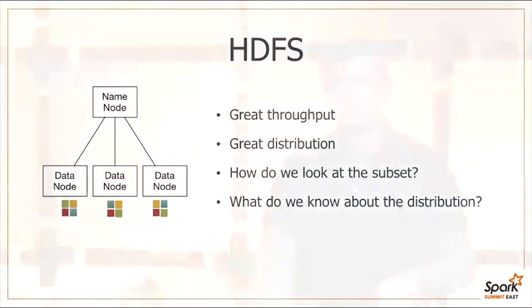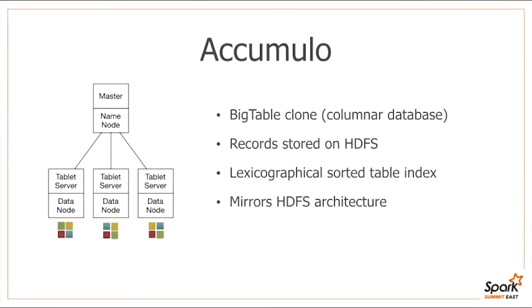So it sounds like what we want is an index on top of HDFS that allows us to reason about those things. And that's how I describe Accumulo. It's an index on top of HDFS. It's a Bigtable clone, a column-oriented database, and it actually stores the records in HDFS. Its architecture mirrors that of HDFS, and you can see the tablet servers are the parts that are responsible for serving out the index, and should be co-located with your data nodes.